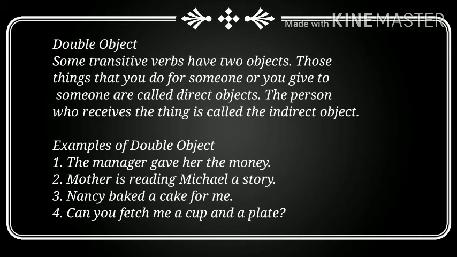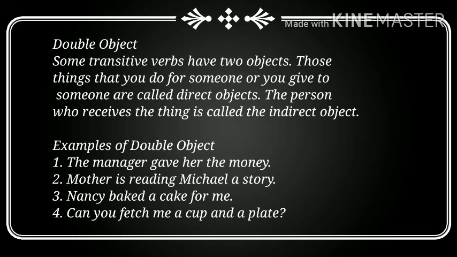examples of double object. That is, the manager gave her the money. Now in this sentence you see children, the manager is the subject, gave is a verb, her is a direct object, and what the manager is giving, the money. The money is also an object, but the money is an indirect object. Okay, here you are getting two objects. One is direct and another is indirect. So it is also a transitive verb.